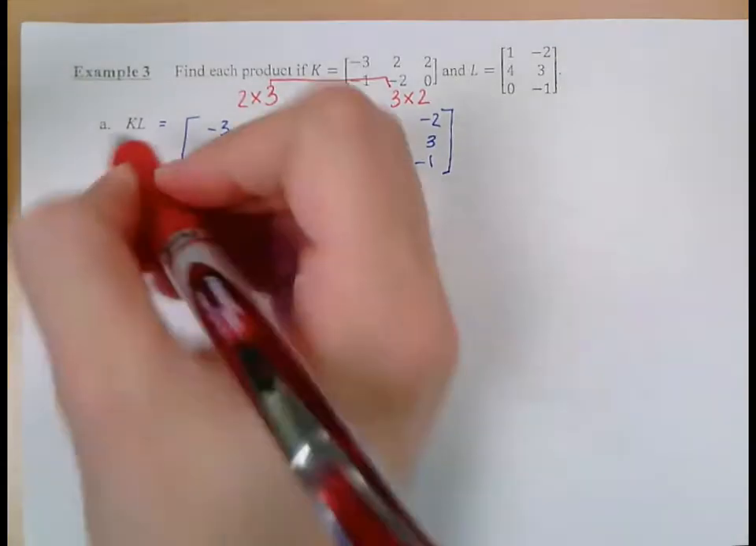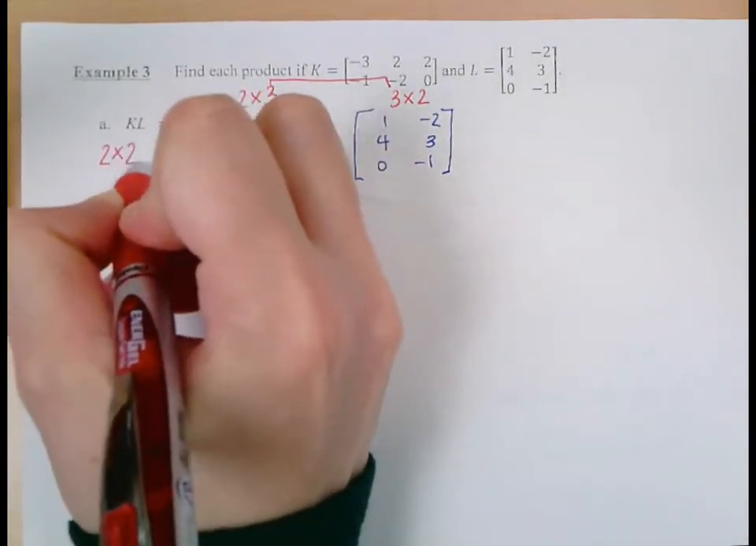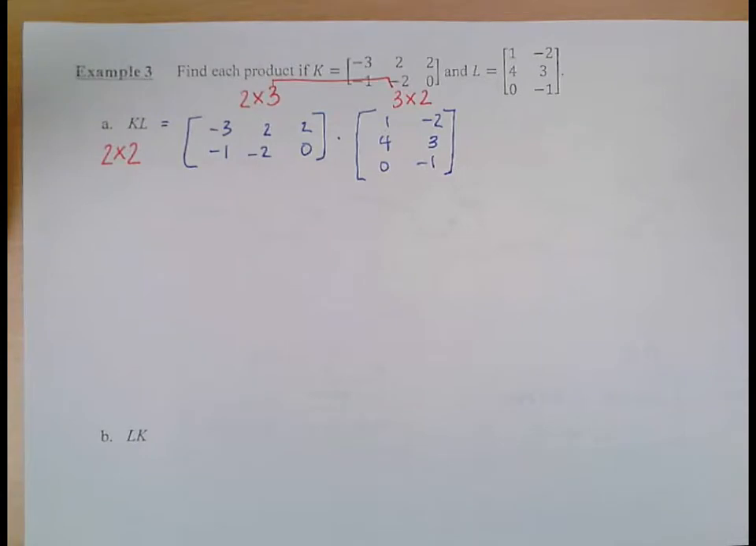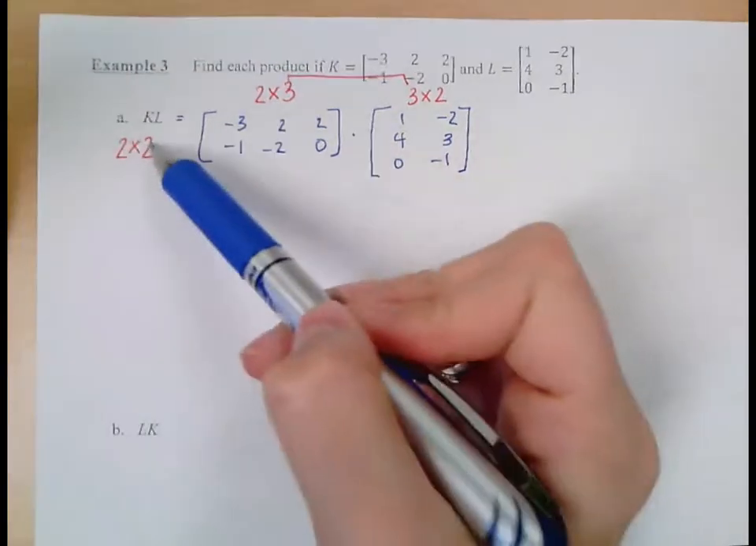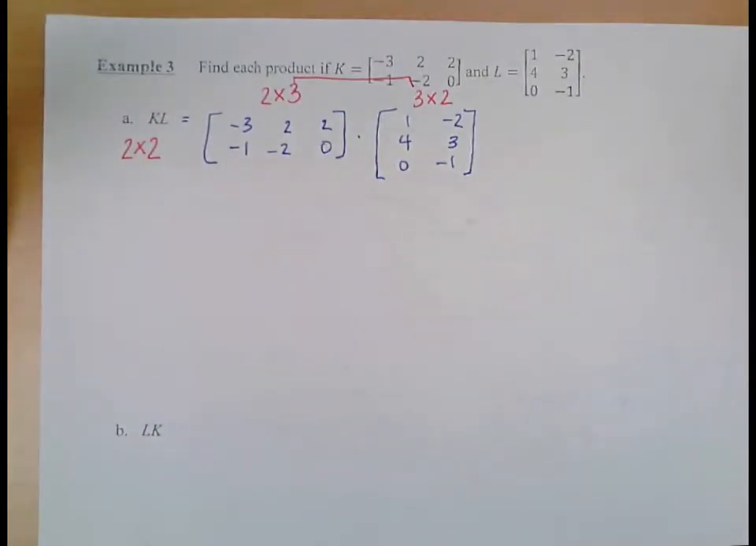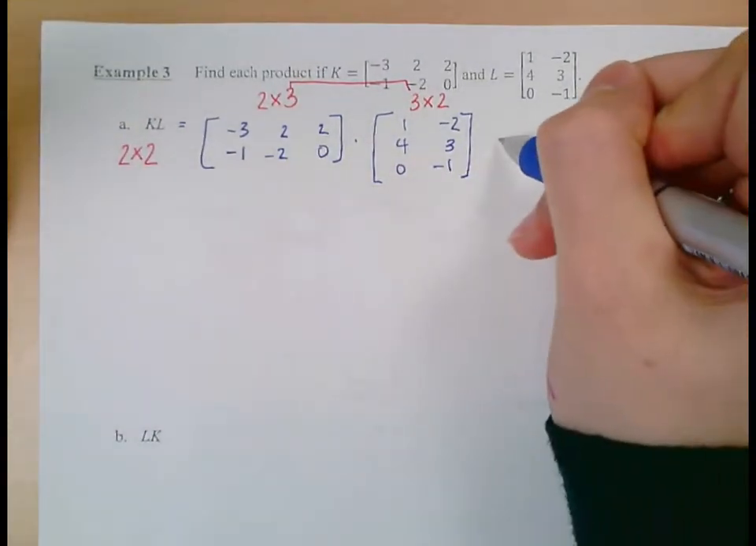The end will be 2 by 2. So completely different dimensions from the 2 we started with. But again, it's helpful to know. That way, if you end with a 2 by 2, you know that that's what you're supposed to end with.